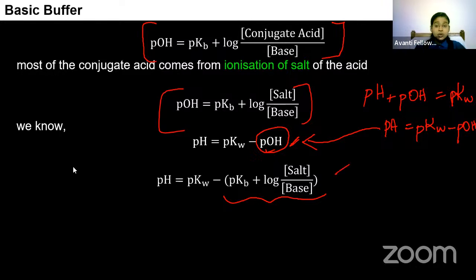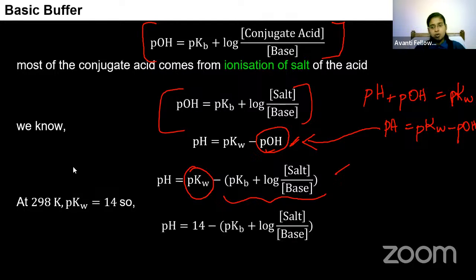Now, at 298 Kelvin, pKw is equal to 14. We have already studied this. At normal temperature, at room temperature, pKw is equal to 14. So, the pKw value is becoming 14 at 298 Kelvin. So, we can substitute that and get one more relation. Got it? So, these are the relations which we are learning from the basic buffer.